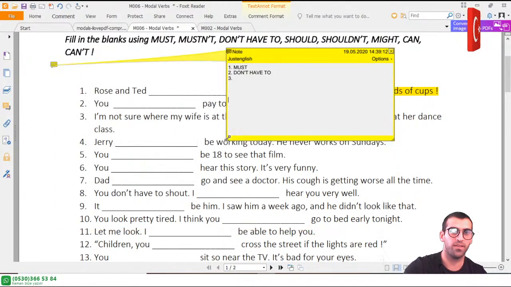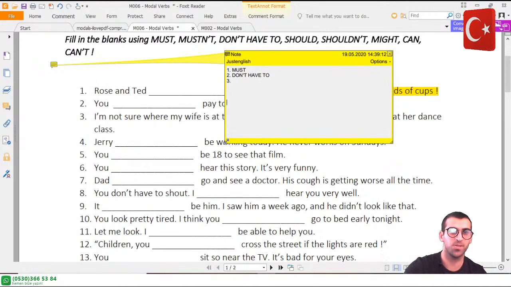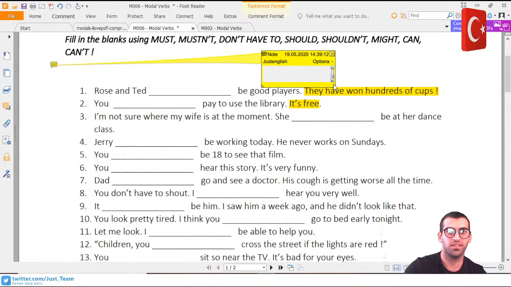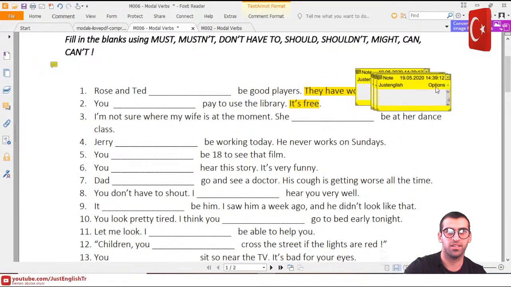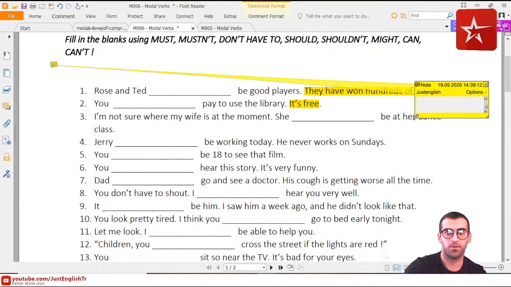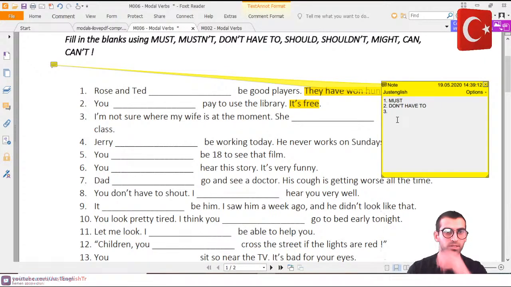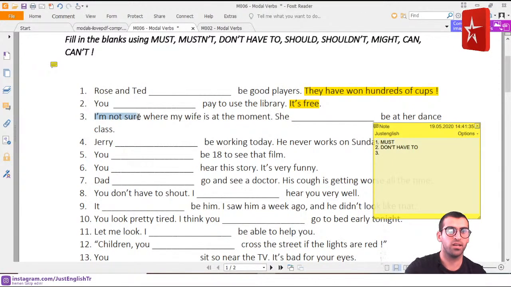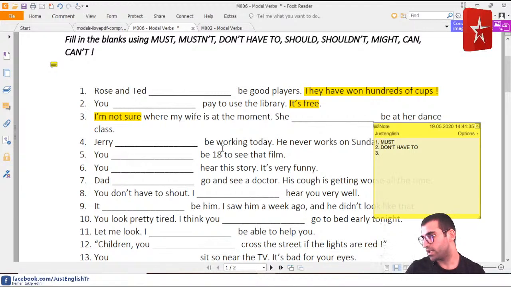Let's continue with number 3. My students are really impatient. They are writing the answers. Okay, so number 3. I am not sure where my wife is at the moment. If you are not sure, look at this sentence, I am not sure. I am not sure says something to you. Yes, I am not sure, might.